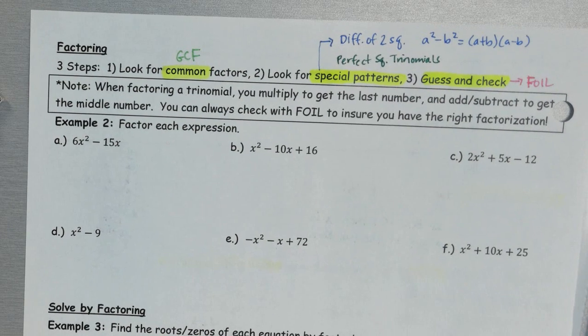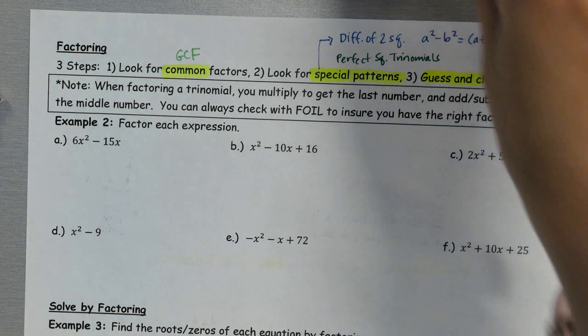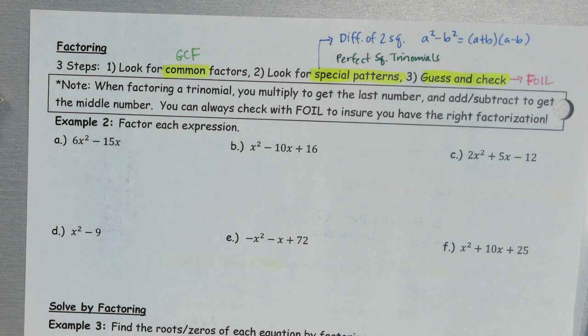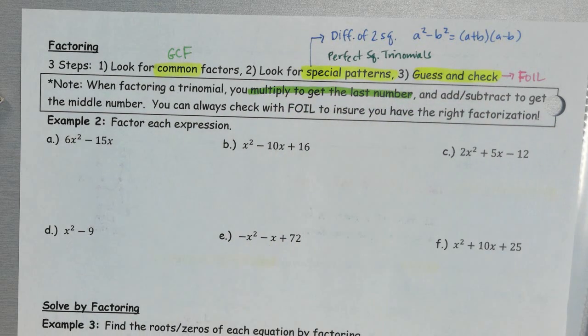Okay, and then I just made a special note. Again, this is something that we talked about. When you're factoring a trinomial, you are always multiplying to get the last number. So you multiply to get the last number. If the last number is positive, the signs have to be the same. If the last number is negative, the signs have to be opposite.